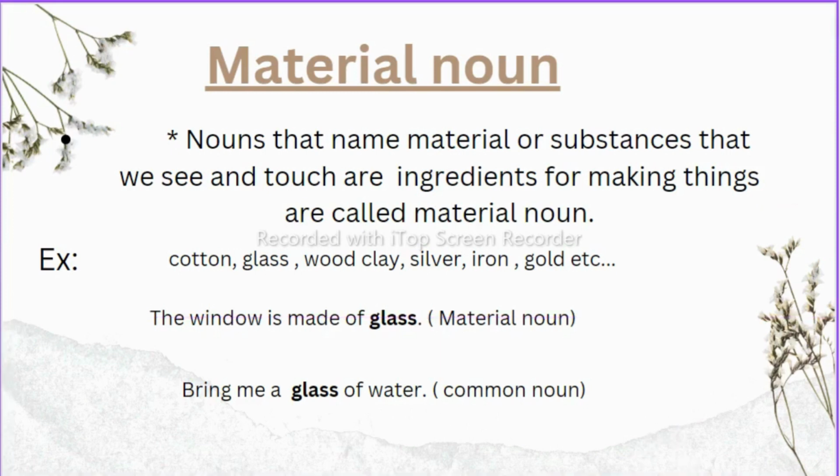Let's take some examples. The window is made of glass, which is a material noun because we are talking about a material here. The second example is: bring me a glass of water, which is a common noun here. We are talking about a common glass. So glass is a material noun, but a material noun becomes a common noun when there is an article before it, or if the noun is in the plural form.